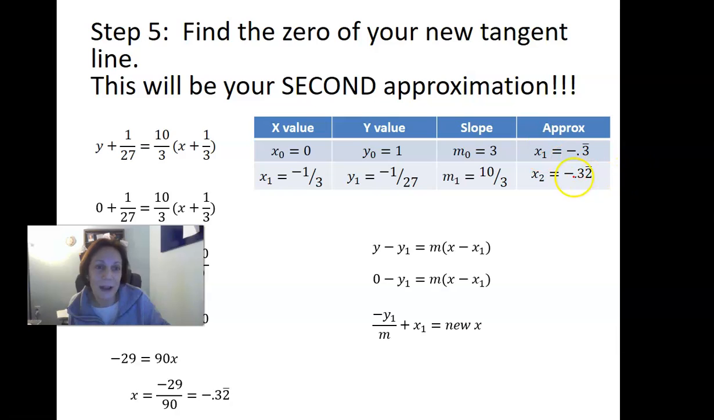All right, so let's take our negative 0.32 repeating and do another iteration.